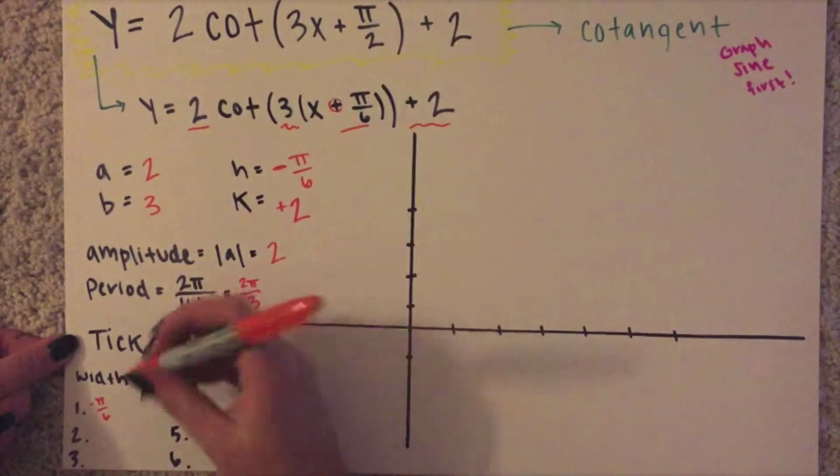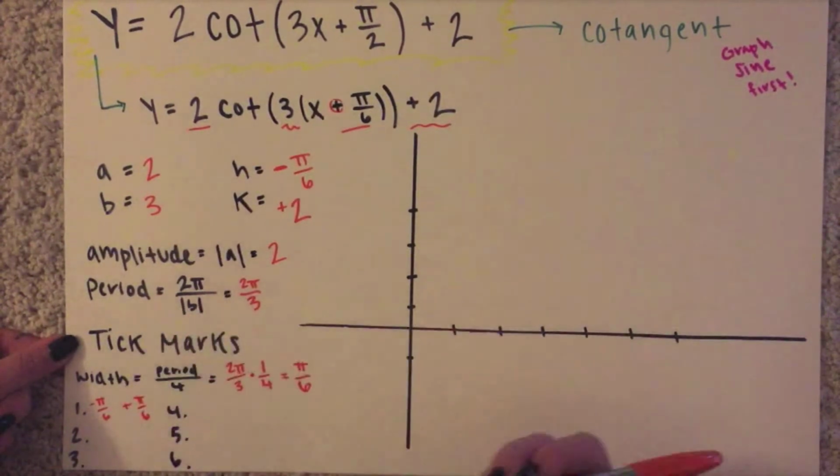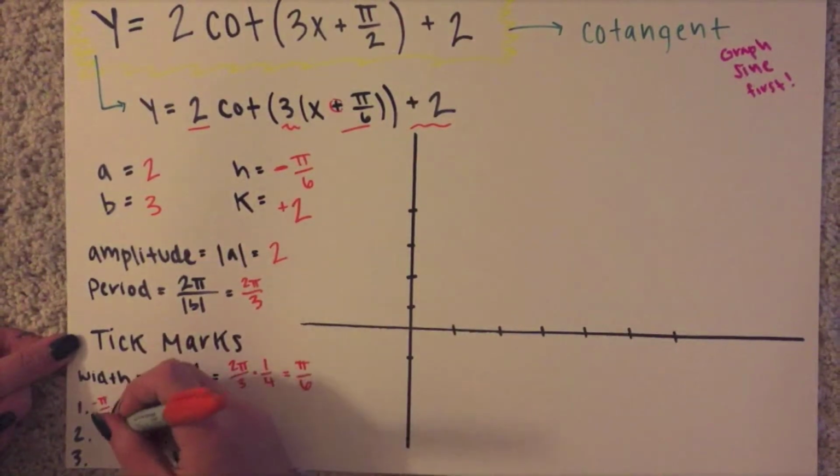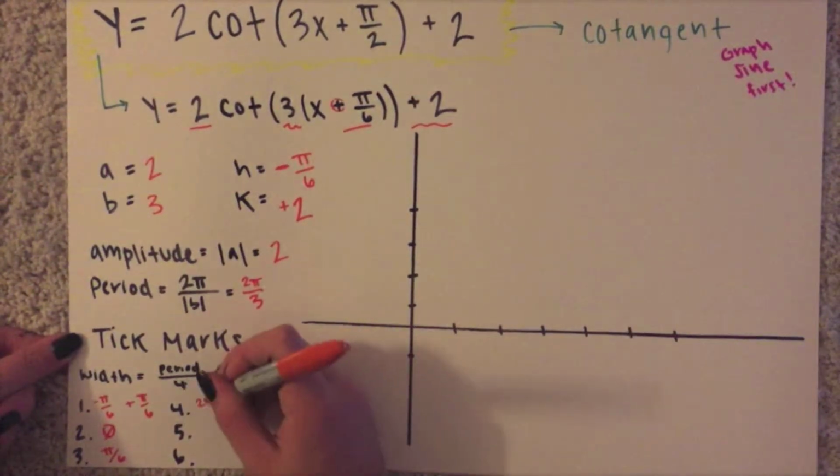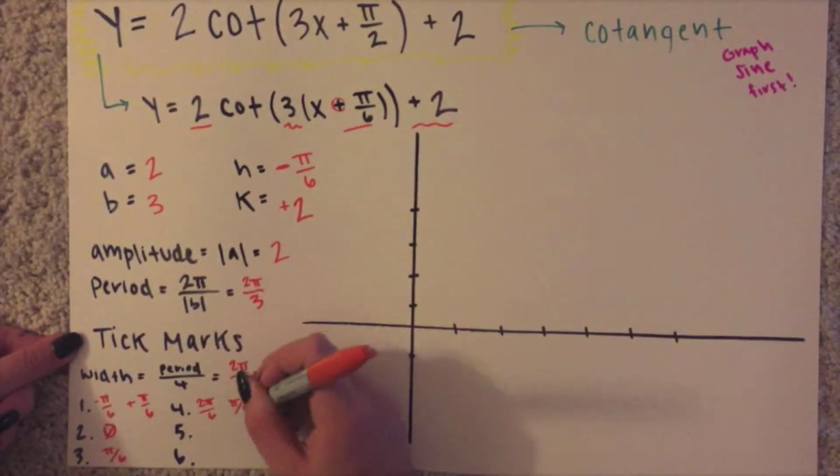and that will give us pi over 6. So now to get the tick marks, we're going to start at our h value and just add pi over 6. So that will give us 0, then pi over 6, and it's pretty easy to determine that from here.